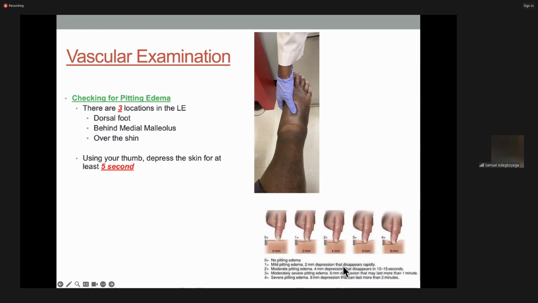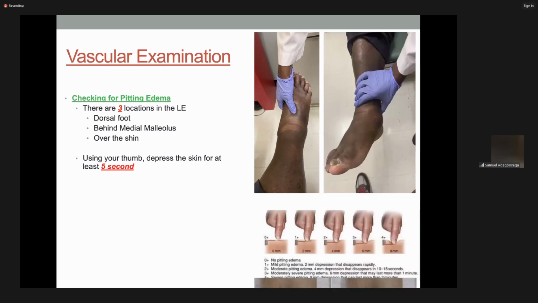If it disappears immediately, that's no pitting. If it takes a little long to disappear, less than 10 seconds, that's plus 1. More than 15 seconds, plus 2. More than 1 minute is plus 3. So in the clinic, you have to use a stopwatch and do that clinically. But on the exam, that's the easy way to do it.